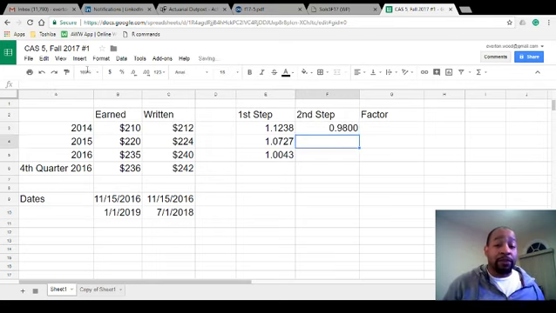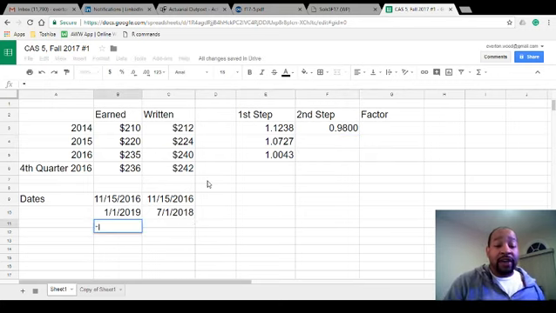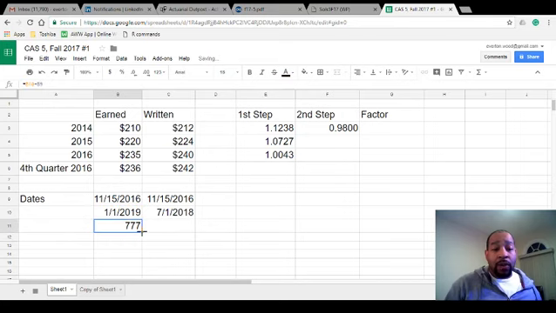I'm going to leave that as an incomplete formula for the moment. Ignore that 0.98. I'm going to need to find a prorated factor to serve as the exponent. So I want to get the difference between these two dates, and between these two dates as well. Looking at this, there are 777 days between January 15th, 2016 and January 1st of 2019, and 593 days between November 15th and July 1st of 2018.